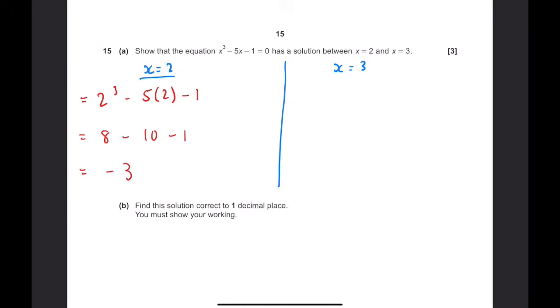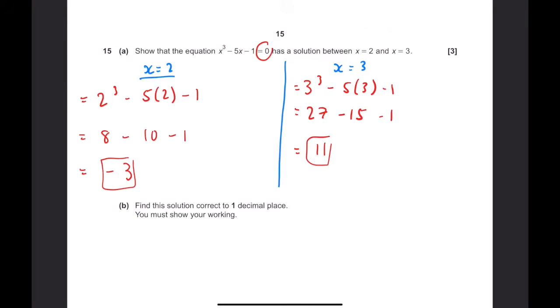Now, if x equals 3, 3 cubed minus 5 lots of 3 minus 1 is equal to 27 minus 15 minus 1, which is equal to positive 11. So because we're trying to find the solution when it's equal to 0, because 0 is in between 11 and minus 3, then x must be between 3 and 2.